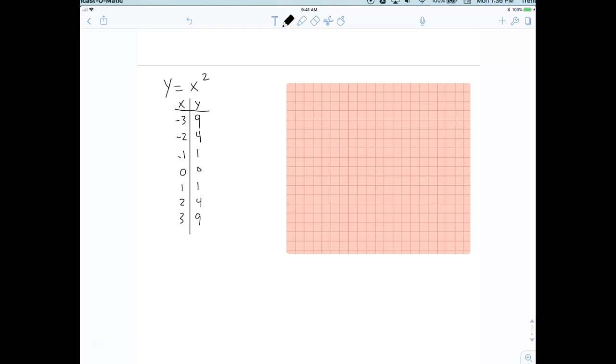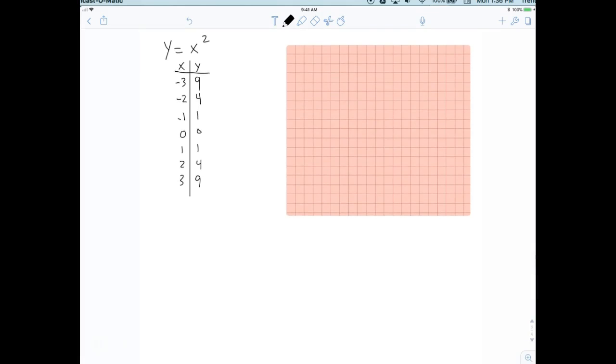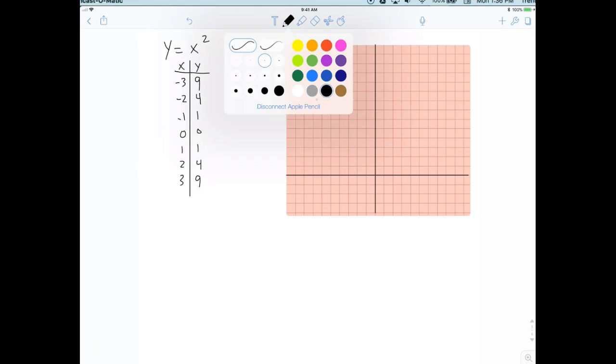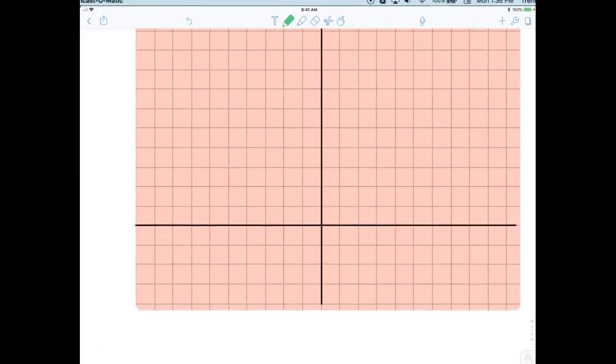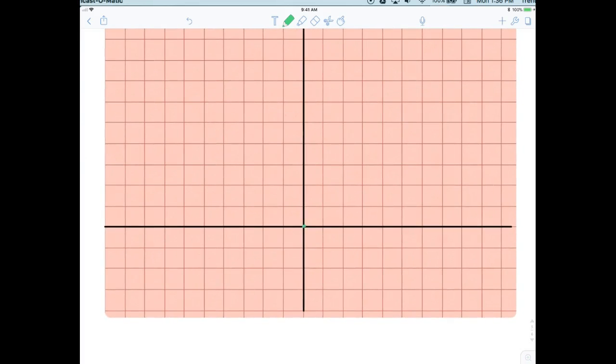Now, I'm going to make an x and y axis, so you can kind of watch here. My x-axis is going to come down closer to the bottom. Why do you think it's going to come closer to the bottom? Because all the numbers are positive. I've got to go all the way up to 9. So now I am going to plot those points. I plot 0, 0, 1, 1, 2, 4, and 3, 9.